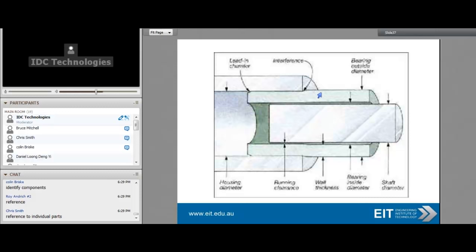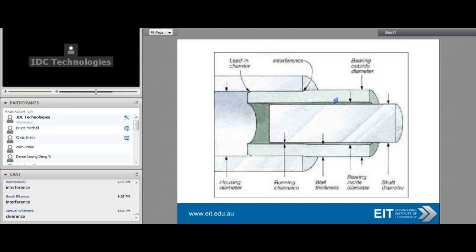So this shaft will rotate in this bearing bush, and this is fitted inside the housing. Well, yes, it's an interference fit. The bush would be pressed into the housing so that it doesn't rotate. Now, let's look at the shaft. We've got the shaft rotating in this bearing bush here.